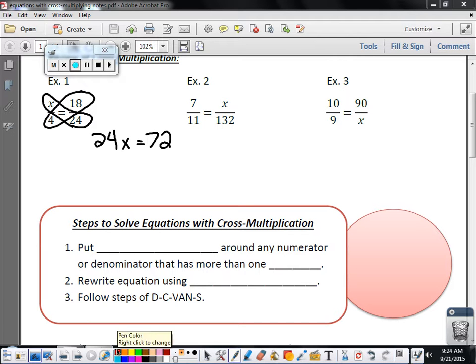So how do I finish this? Divide everything by 24. And then you get x equals 3. So that's something that you guys have worked on before. Why don't you guys do both examples 2 and example 3 on your own? Go for it.